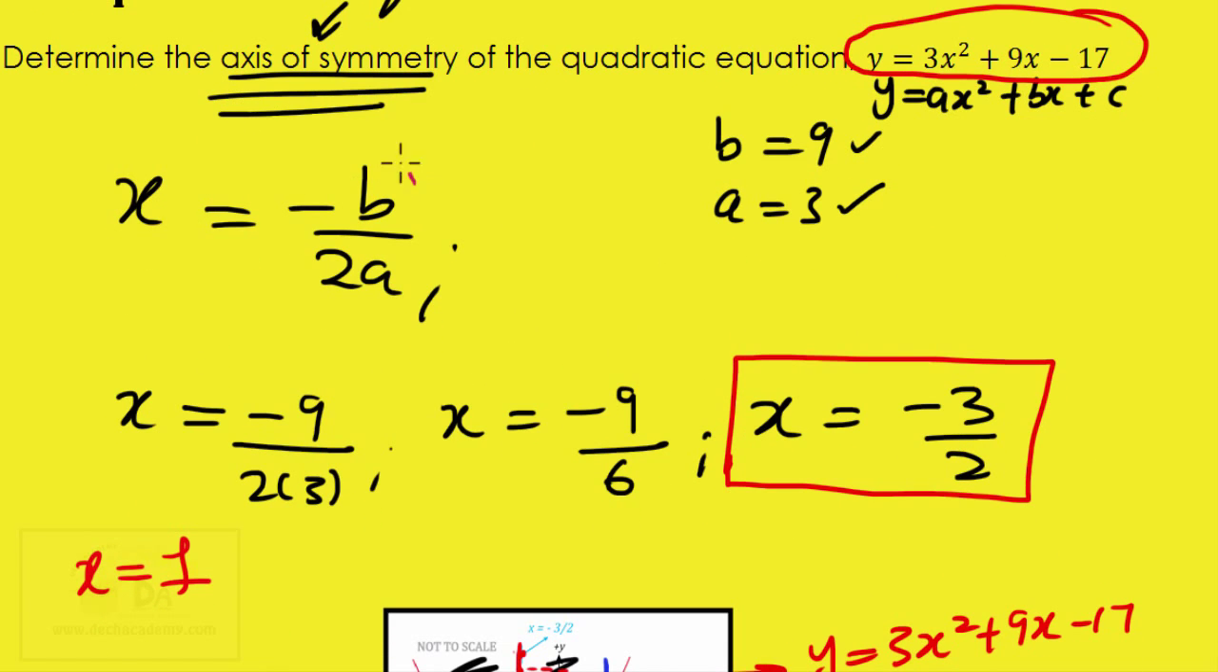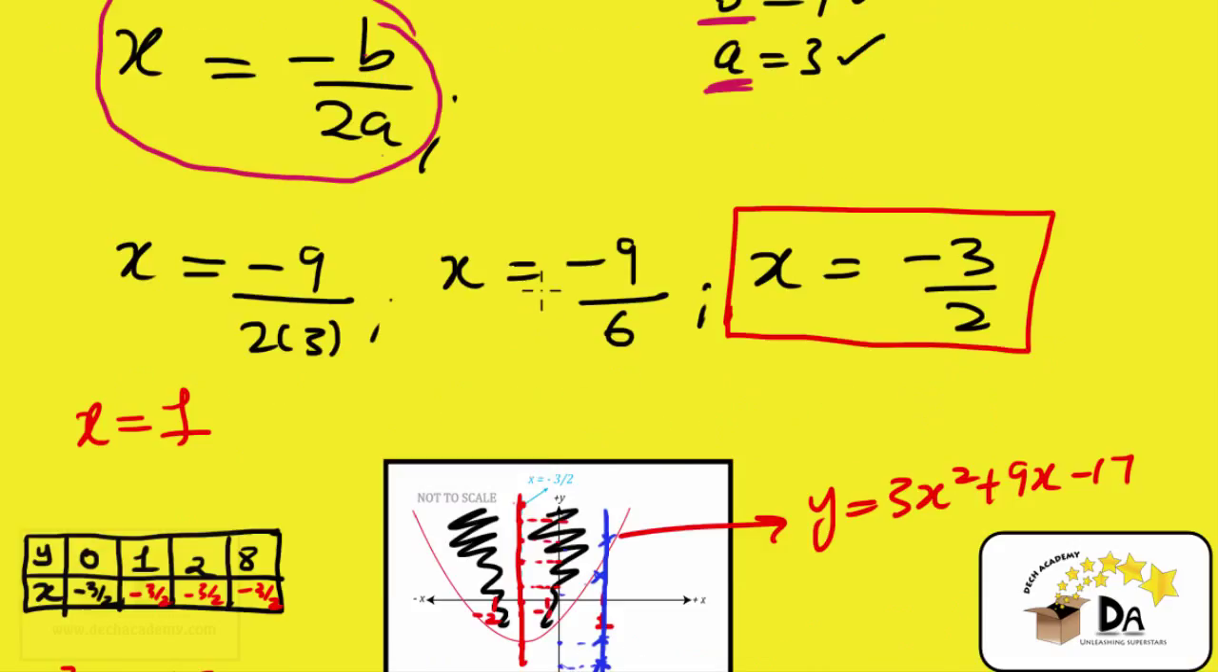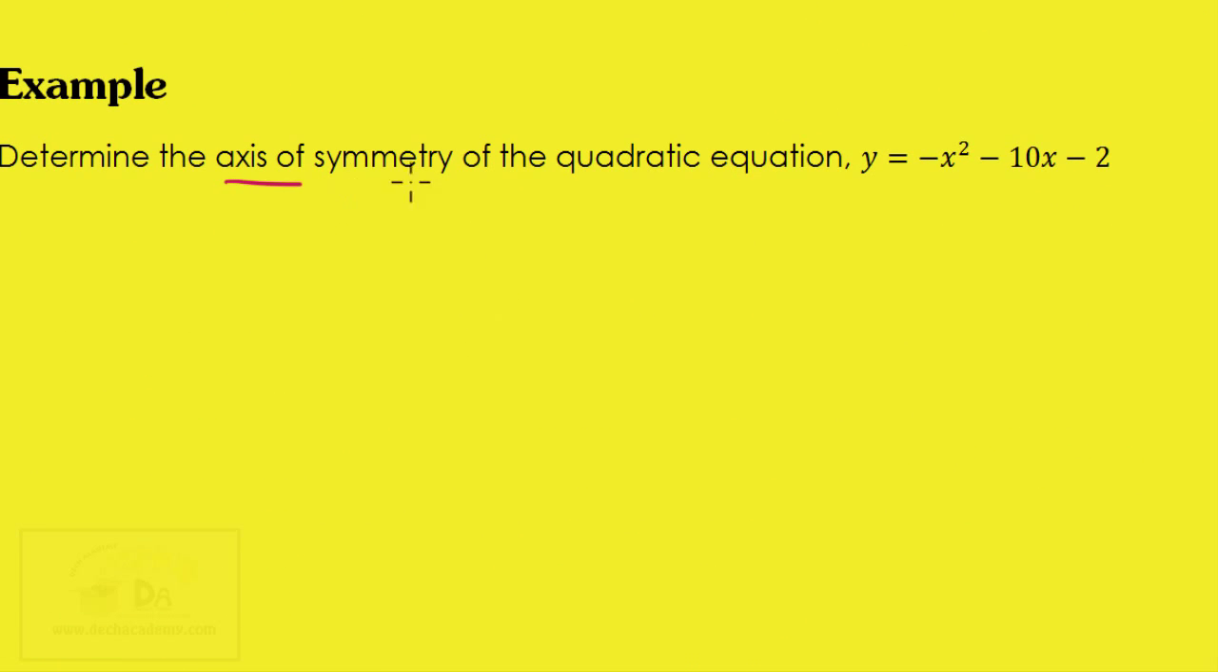The axis of symmetry is given by this equation. And B and A are determined by just inspecting the quadratic equation, comparing it to the general form, and deducing what B and A are. And subbing B and A here, simplifying, and you get your equation. And that's all, you stop. So here's another example. Determine the axis of symmetry, the equation of the axis of symmetry of this quadratic equation.